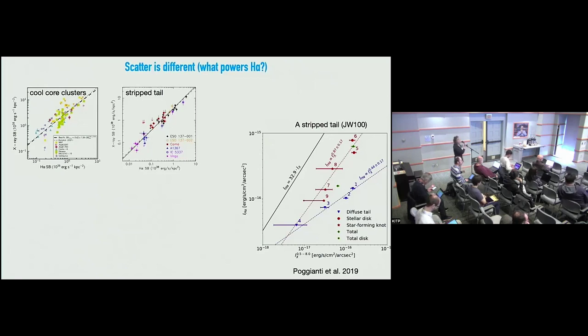So one of the biggest puzzles is the gas is dusty. The emission line gas is dusty. I know you guys have been thinking about this too, and how you get dust to survive in the hot medium.